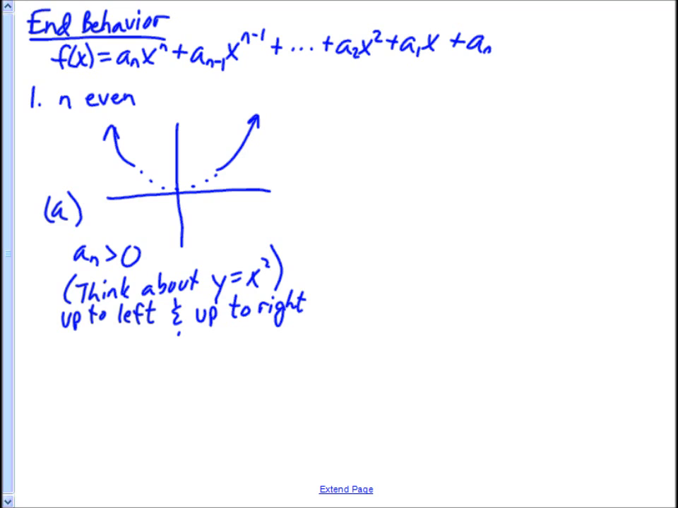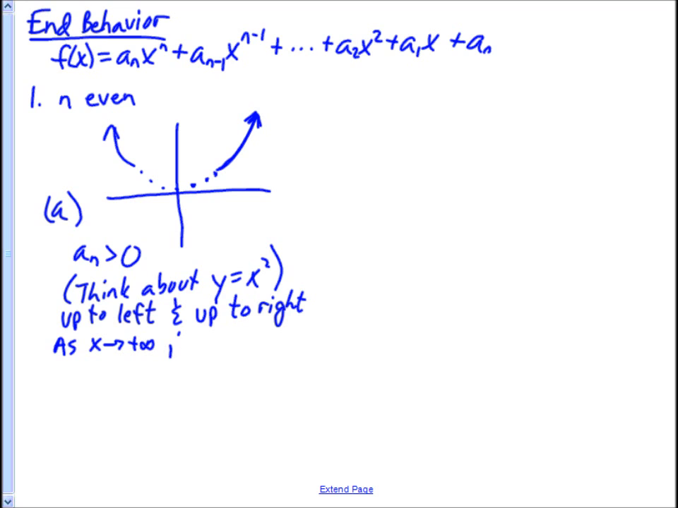Now there is a formal way to say that. As your x value goes to the right, as you're following this graph to the right, what do your y values do?